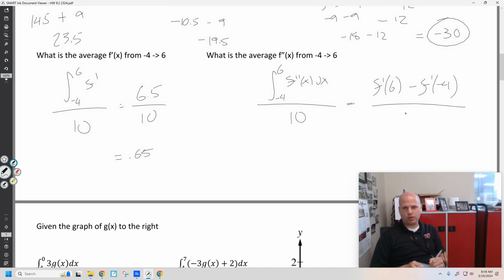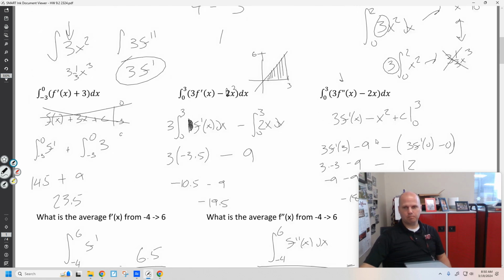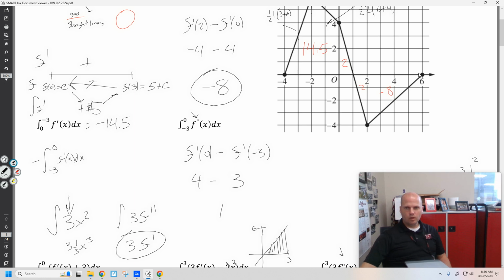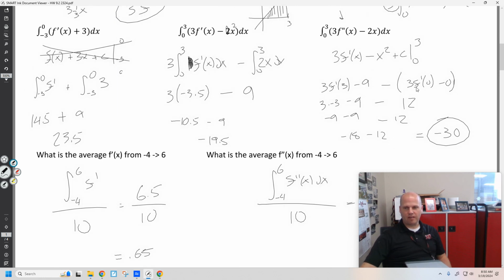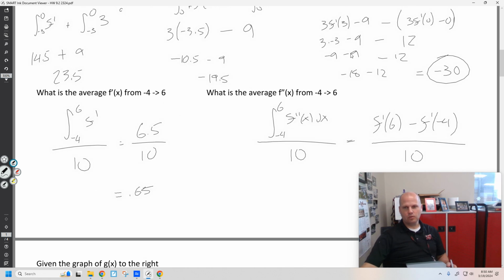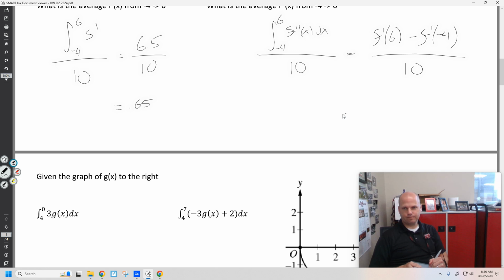This kind of shows you that the average rate of change of f prime will give me the average f double prime. F prime of 6 is 0. F prime of -4 is 0. This is going to be 0. 0 minus 0 over 10.